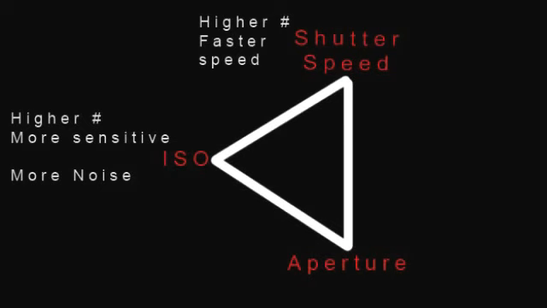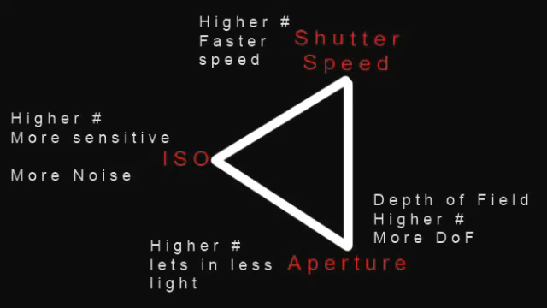Now with aperture, the higher the f-stop number, the less light will reach the sensor. Now aperture has a very creative side effect known as depth of field. The higher the f number, the more depth of field you'll have in your photographs. Now no one can tell you what numbers to use exactly because you're the artist and you're creating a photograph.